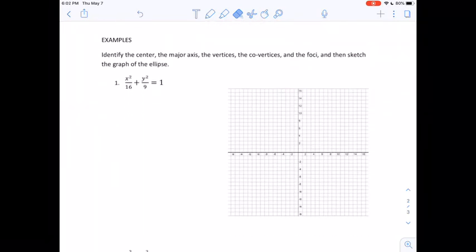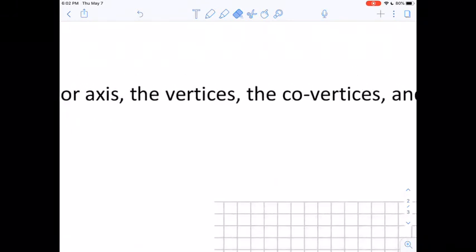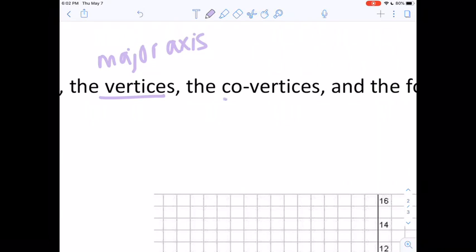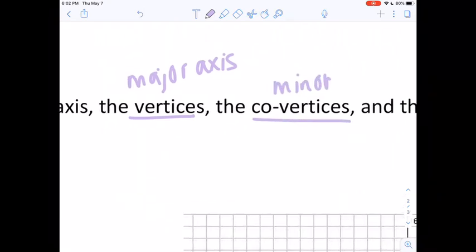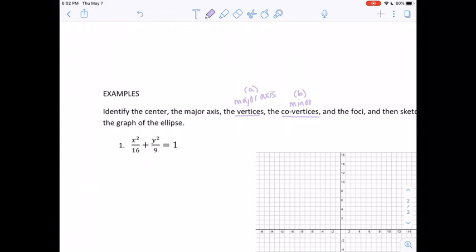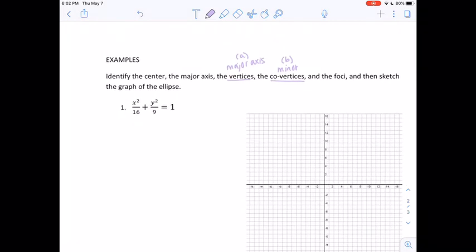I want you to identify the center, the major axis, and the vertices. The vertices are always on the major axis, I'm going to write that. And the co-vertices are on your minor axis. So your a is going to determine where your vertices are, and your b value is going to determine where the co-vertices are. Then we're going to find the foci, and we're going to sketch the graph of the ellipse.